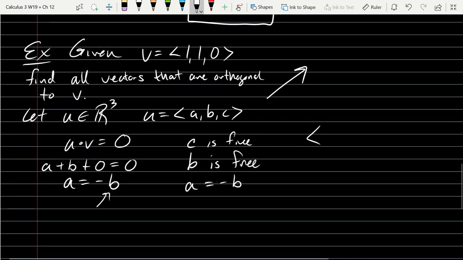So if we write it in vector form, there's a few ways to write this out. I'll take any s and t in R, so take any two real numbers you want. And if I put in s for the y or the b coordinate, negative s has to be in the first coordinate position. So whatever I put in for b, I put the negative of that in for a. And then the c coordinate, the z coordinate, can be anything, so that's why I picked the second letter t to represent that third coordinate.